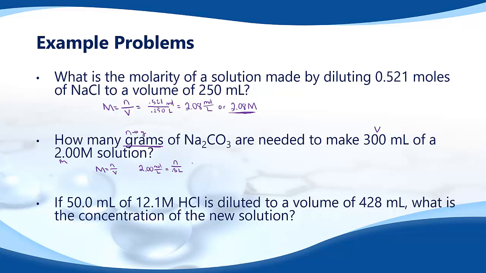Right, so what this gives me then, n equals 2 moles per liter times 0.3 liters, which is 0.6 moles, right? And this is moles of Na2CO3. So I have moles of sodium carbonate, but the question is asking me for grams. To go from moles to grams, I multiply by the molar mass.